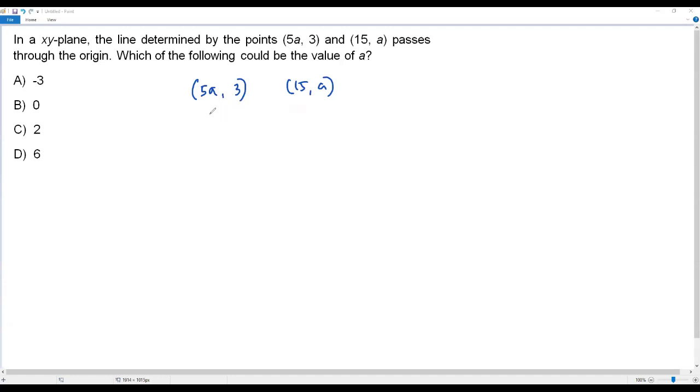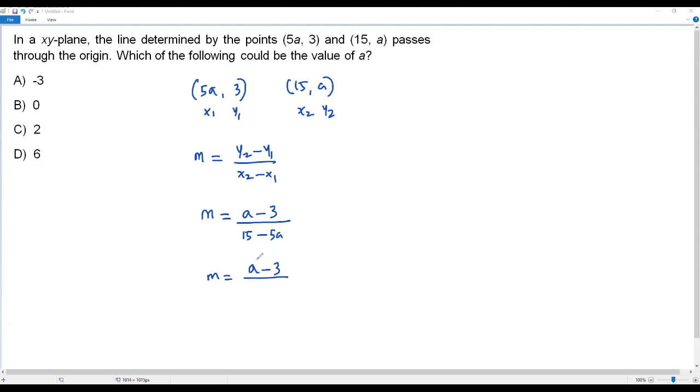For that, I have to consider the first point as (x1, y1) and the second point as (x2, y2). The formula to find the slope of a line joining 2 points is y2 minus y1 over x2 minus x1. So here for y2 we have a, for y1 we have 3, for x2 we have 15, and for x1 we have 5a. Now m equals a minus 3 in the numerator. In the denominator we have 15 minus 5a, and both terms have the greatest common divisor 5. So we can factor 5 out.